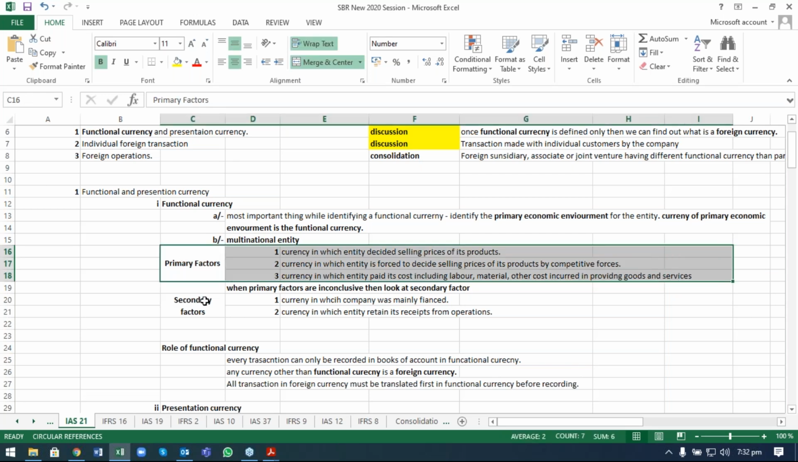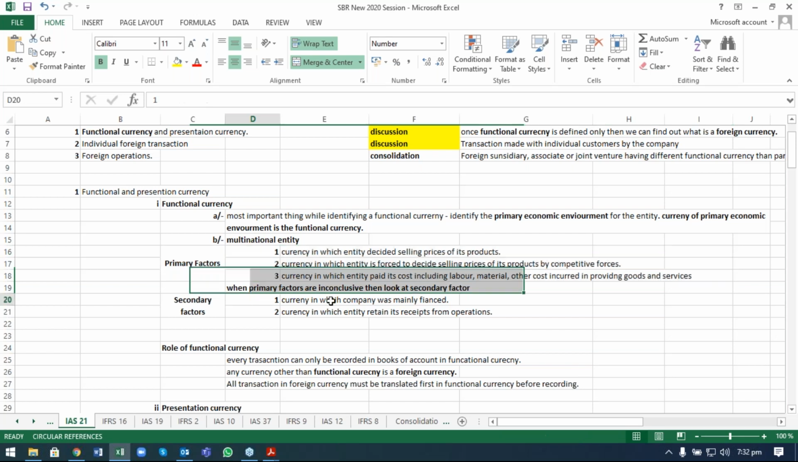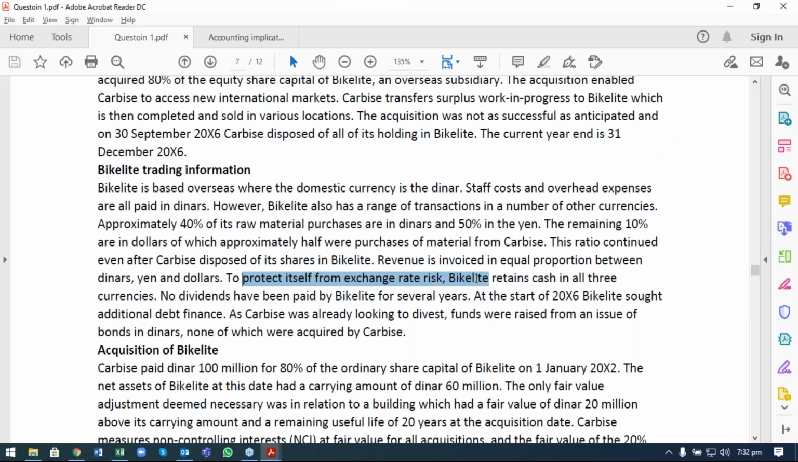So we're looking into the secondary factors. The first factor is the currency in which the company was mainly financed. Now, if you're looking into this section, at the start of 2006, Backlight sought additional debt finance. The company needs additional debt finance, Carbise the foreign subsidiary, and Backlight, and the company has issued how many loans? If there is any loan amount provided, revenue is equal by invoice. Backlight retains all in cash in 3 currencies.